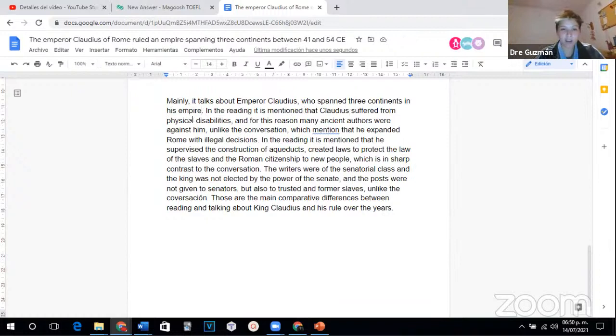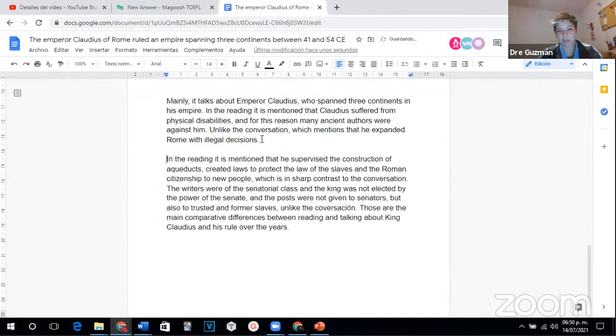In the reading, it is mentioned that Claudius suffered from physical disabilities, and for this reason, many ancient authors were against him. Here, I think igual sería bueno separate it a different idea, porque ya estamos empezando a contrastar. Unlike the conversation, which mentions that he expanded Rome with illegal decisions. Okay, igual, perfecto, hasta ahí bien introducido. I think here ya sería como que un pequeño párrafo de introducción. Ahí está claro las ideas principales. And then you can go ahead and see each one of the arguments.